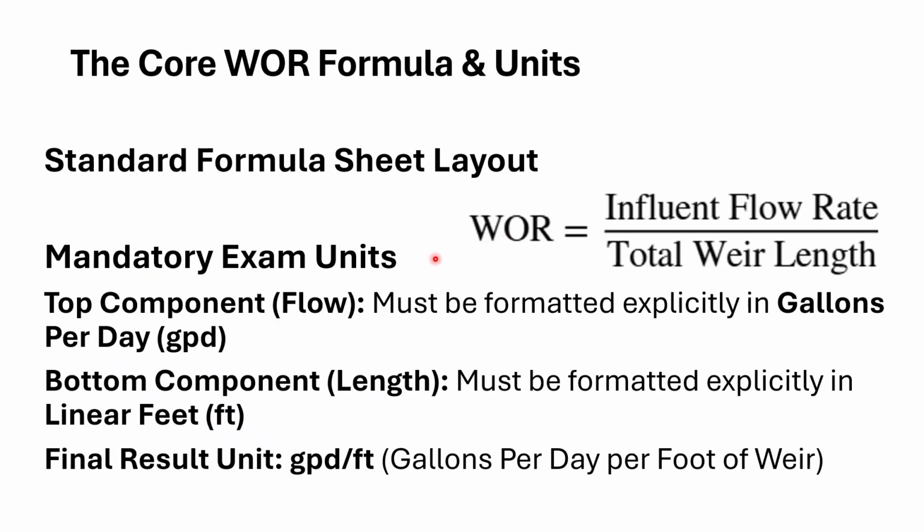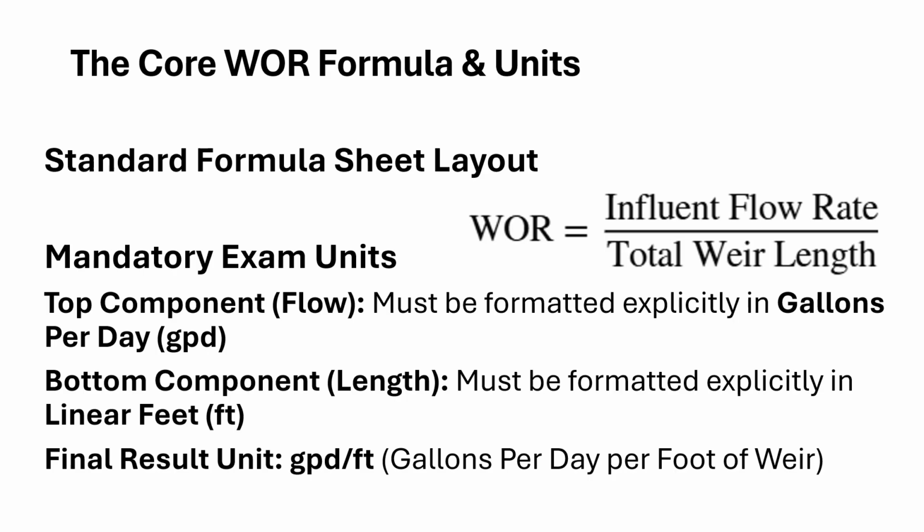Okay? And then the weir overflow rate, all we're doing is taking the influent flow rate, what's coming into the clarifier in gallons per day, and dividing it by the circumference of that circle, or the total weir length. That's what we're doing. The flow on top, we want in units of gallons per day. That's what we want the influent flow rate at. The bottom component, we want in units of feet. And the final result for the weir overflow rate is going to be gallons per day per foot of weir.